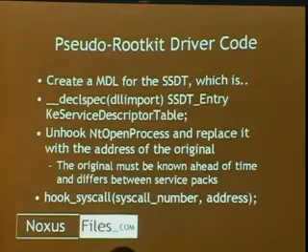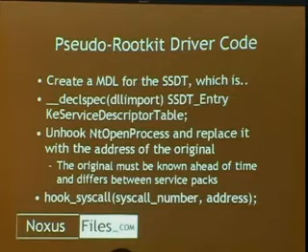So just a little pseudo rootkit driver code here. I'm calling it a pseudo rootkit because it doesn't do anything too malicious. It just unhooks a system call. So what we're going to do is create a memory descriptor list for this system service dispatch table, which is basically held in this DLL import right here that I believe is gotten from ntoskrnl.exe. So what we can basically do is unhook NtOpenProcess and replace it with the address of the original NtOpenProcess.